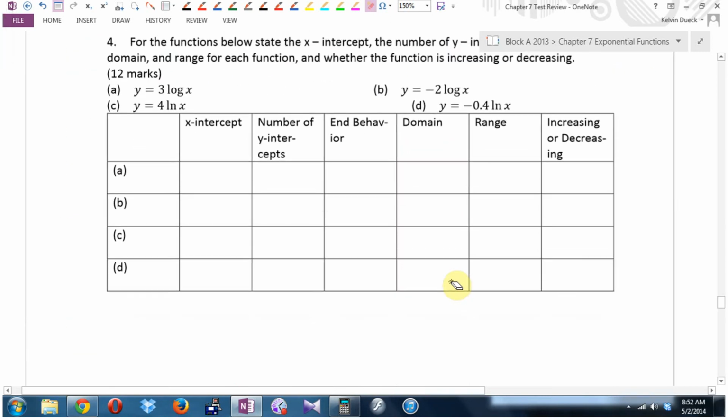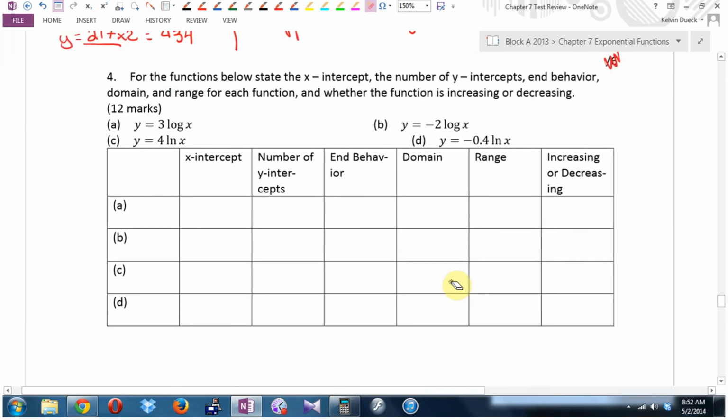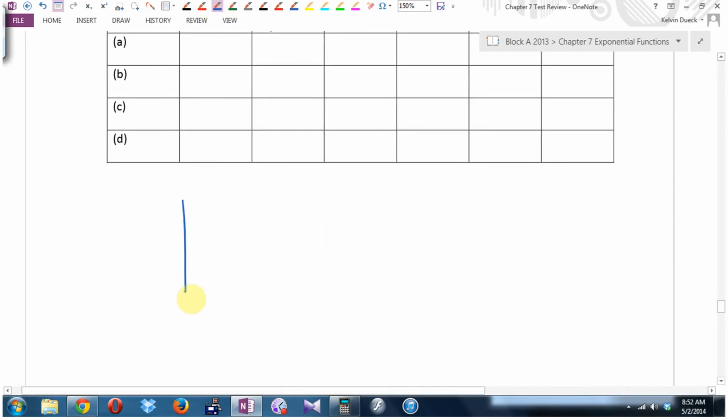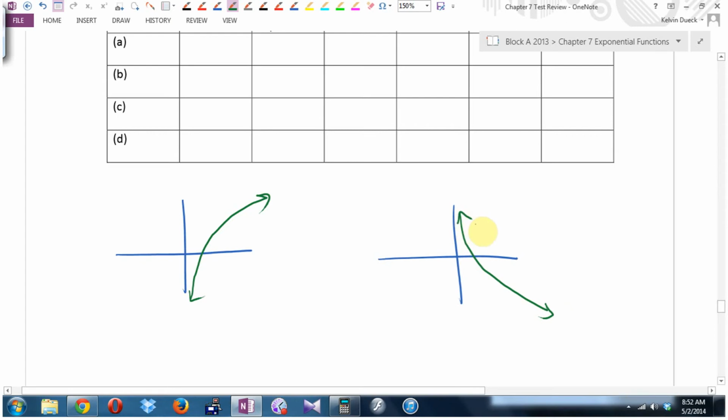Log graphs. Now, log graphs look like this, or they look like that. All log graphs have the equation a log base b of x. Here, b is bigger than 1. Here, b is less than 1.